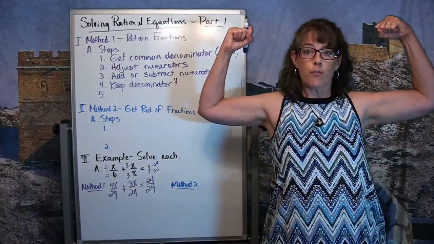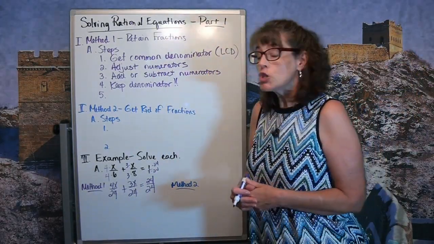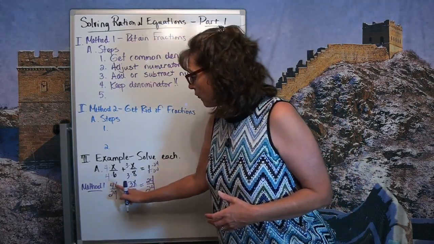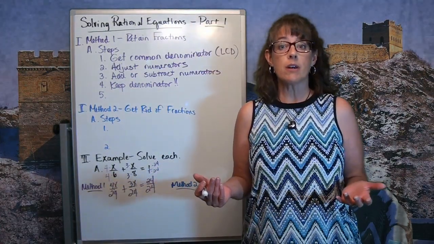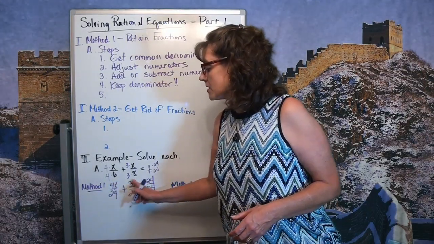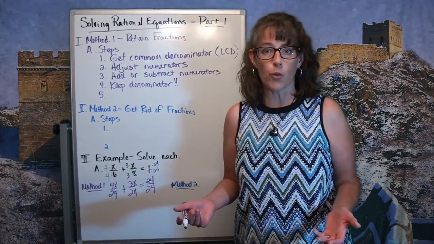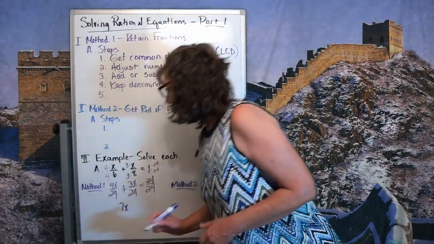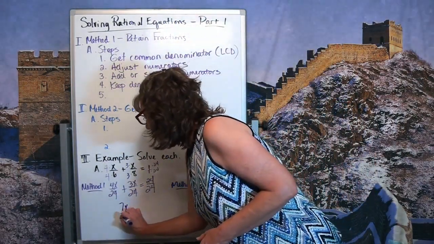Very important. Superhero fractions, you keep that denominator. So now I'm going to do that idea, but notice what happens with these numerators. If it was just a 4 plus a 3, we would say it was a 7. But it's a 4x plus a 3x. Well, you can do 4x plus 3x. You know 4x plus 3x is going to be a 7x. And we're going to keep that denominator of 24.